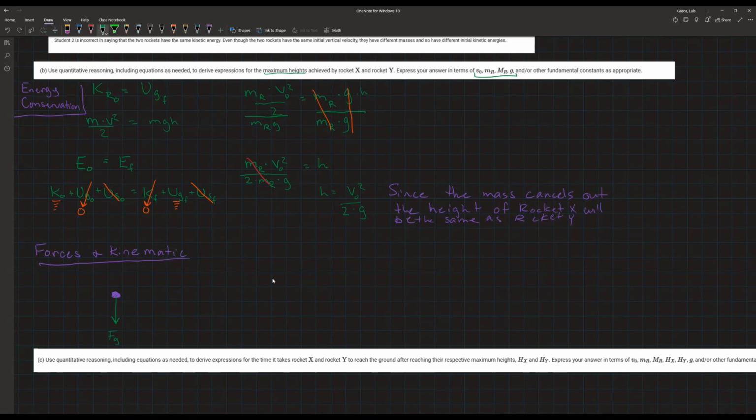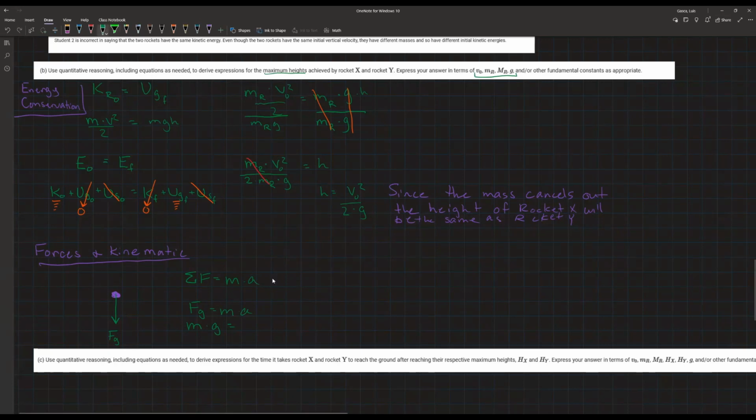If we look at the forces on these rockets, we're going to ignore friction and air resistance. The only force while they are coasting on the way up to their maximum peak is the force due to gravity. So when we do Newton's second law, M times A, the force due to gravity equals the net force, and the force due to gravity is given by M times G equals M times A. Oops, I forgot M here.